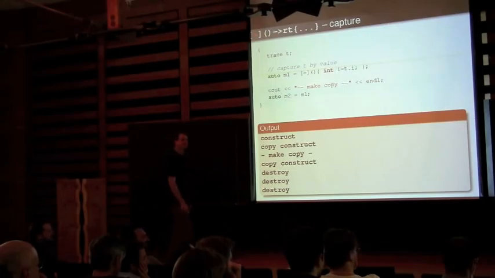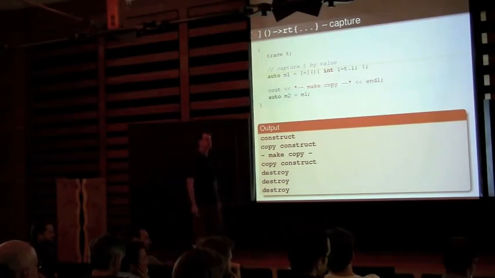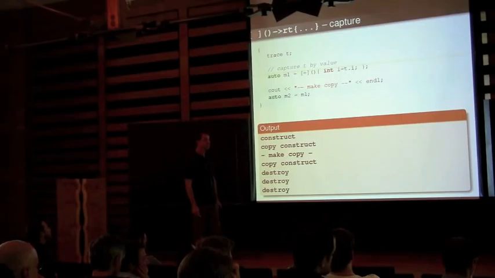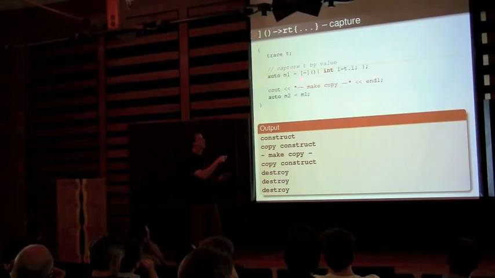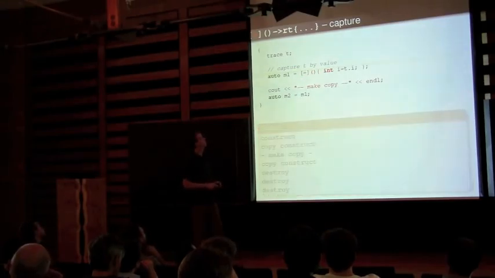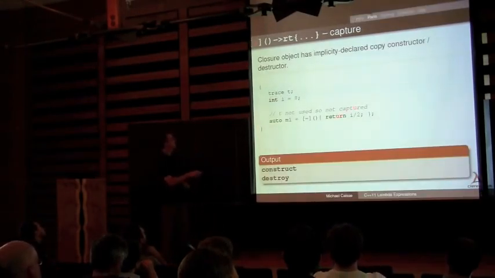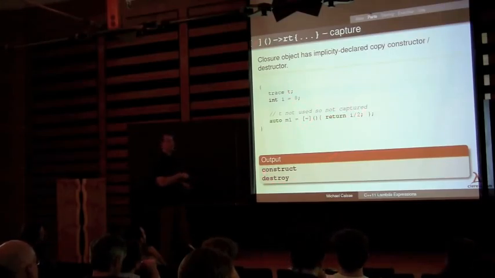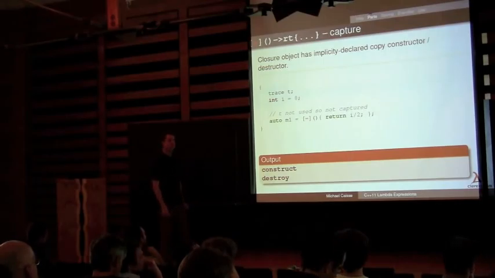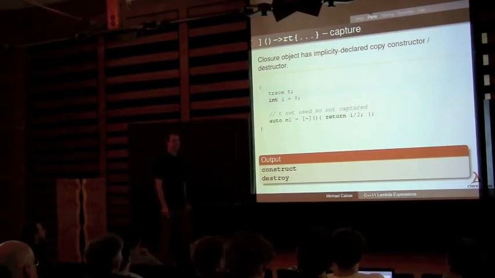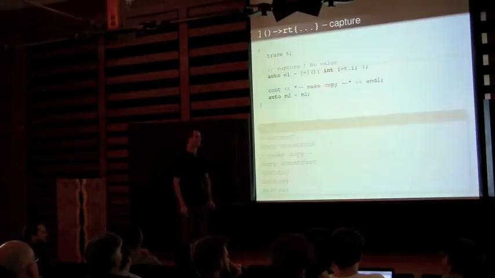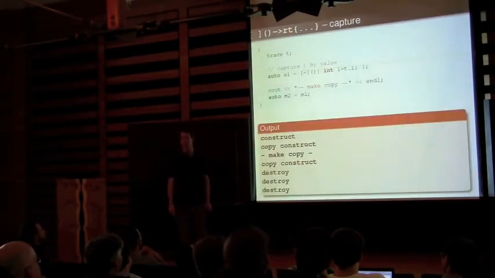So we are saying that just by capturing everything, it's going to make a copy? No. If you use the default, yes. It will only capture what's used, which is why in this previous example we don't use T, even though we capture by default. Yeah, because otherwise it would be disastrous. Right, that would make lambdas unfortunately not useful.